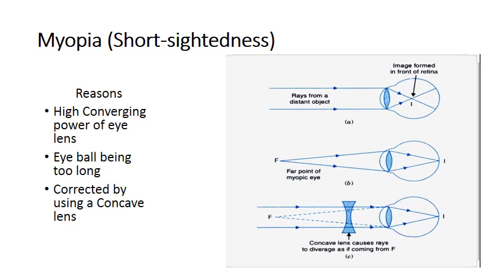All right, prescribed by doctors, and therefore when we put a concave lens before a myopic eye, the rays are diverged. As a result, the final image is formed on the photosensitive screen called the retina. In this way, myopia is corrected.